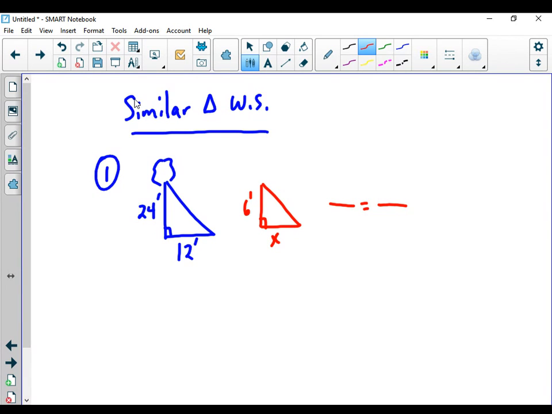So my proportion would be X over 12, possibly. That's the missing side here, and its corresponding side is equal to 6 over 24. And then I can solve my equation from there. So in this case, once I cross multiply and divide, I'm going to find out that his shadow is 3 feet long.